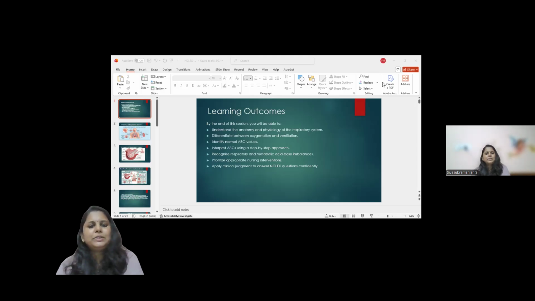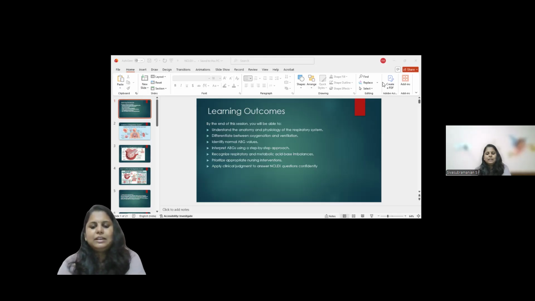Good evening. Today we will be learning about the highly tested topic on the NCLEX examination, respiratory system and ABG interpretations. By the end of this session, you will be able to understand the anatomy and physiology of the respiratory system, then differentiate between oxygenation and ventilation, identify the normal ABG values and how we can interpret the ABG results using a step-by-step approach. Finally, we can recognize the respiratory and metabolic acid-base imbalance. Accordingly, we can prioritize the nursing interventions without any doubts by using clinical judgment.